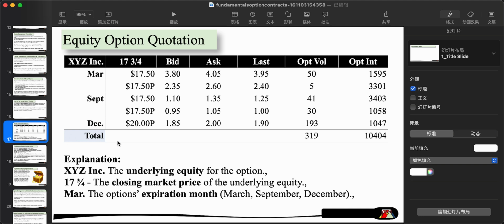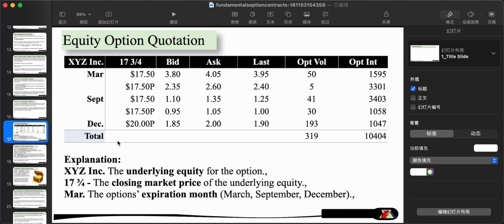So today we talked about the first part of the option basics.